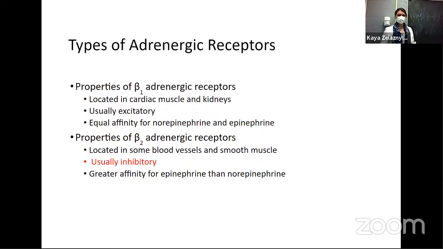The beta 2 adrenergic receptors are inhibitory. So that would be one of our big clues that you're looking at a beta 2 receptor. We're going to find them in some blood vessels and some smooth muscle, much of which surrounds blood vessels. We'll also see smooth muscle in the digestive system. The other thing we're going to notice about beta 2 receptors is they like epinephrine much better than norepinephrine. So they do actually care which neurotransmitter they're receiving.